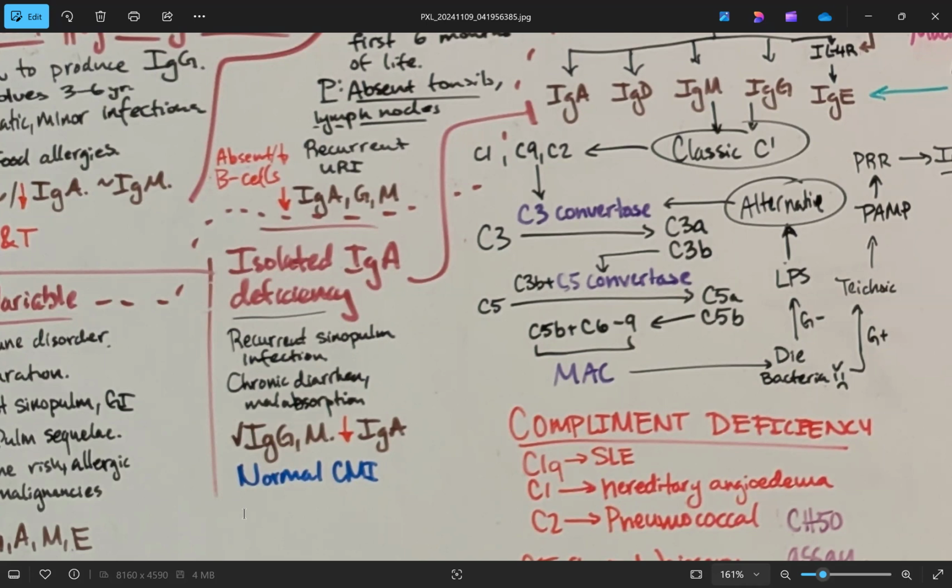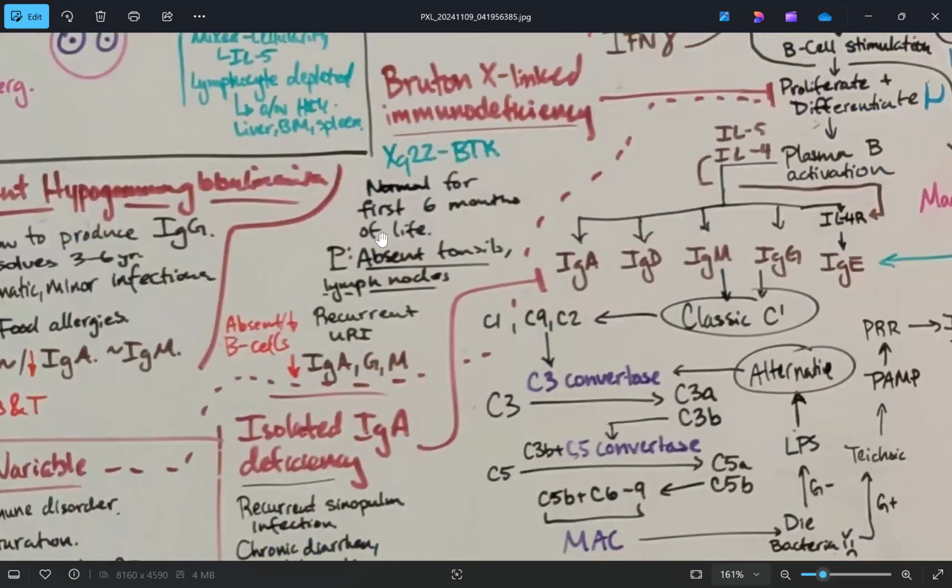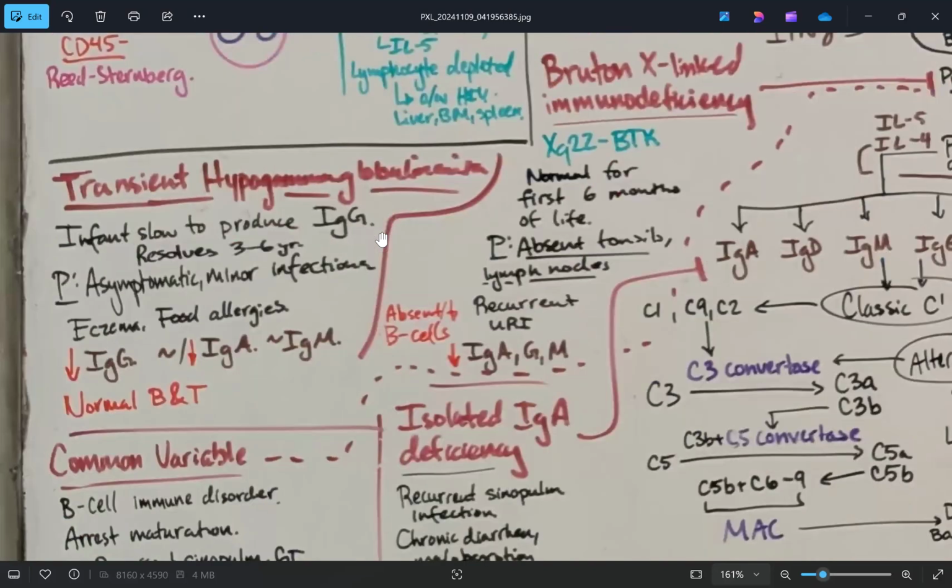Next is your transient hypogammaglobulinemia. Oh my God, I said that first try. This is a disease where it's temporary. Infants are usually just slow to produce IgG, but eventually they get there. So it will usually resolve by about 3 to 6 years old. As you present, you can be asymptomatic, but if you're not, you'll have minor infections usually. You can also present with eczema and food allergies.